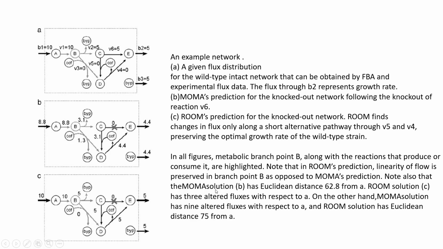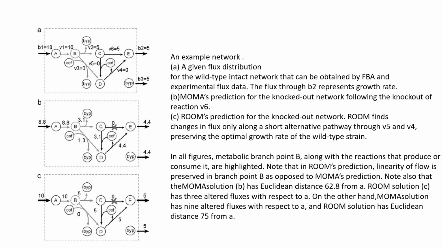Note that the MOMA solution has a Euclidean distance of 62.8 from A, which is the wild type solution, and the ROOM solution has three altered fluxes with respect to A. On the other hand, the MOMA solution has nine altered fluxes with respect to A, and the ROOM solution has a Euclidean distance of 75 from A. So, depending on what criteria you're trying to maximize or minimize, ROOM and MOMA are giving different predictions.